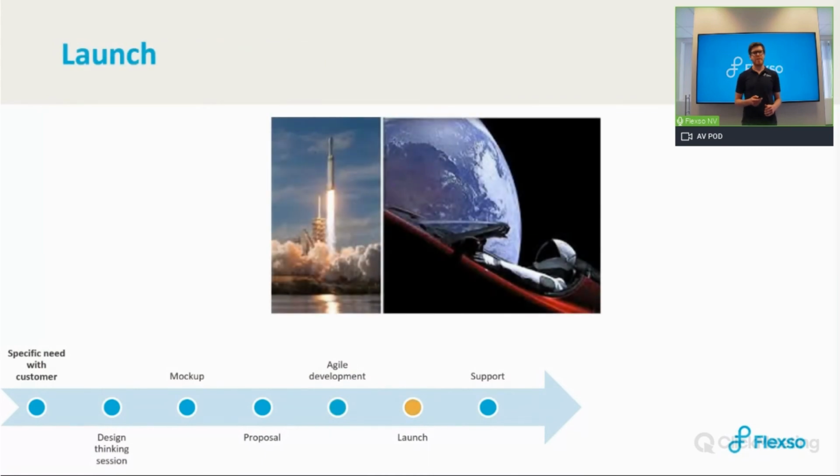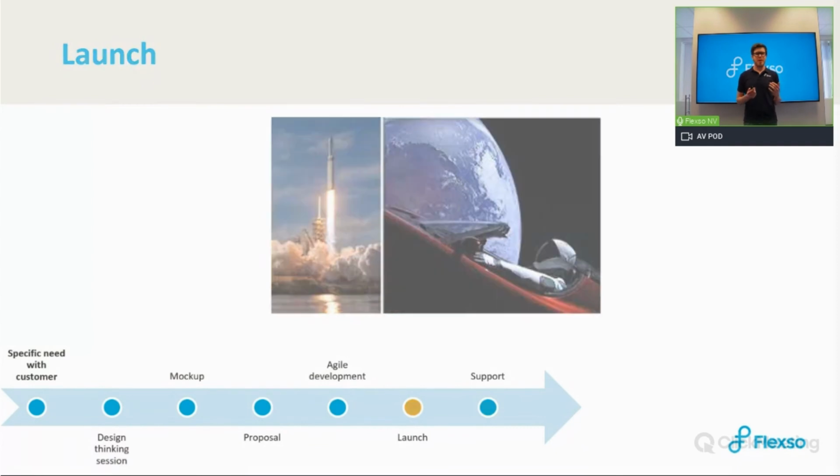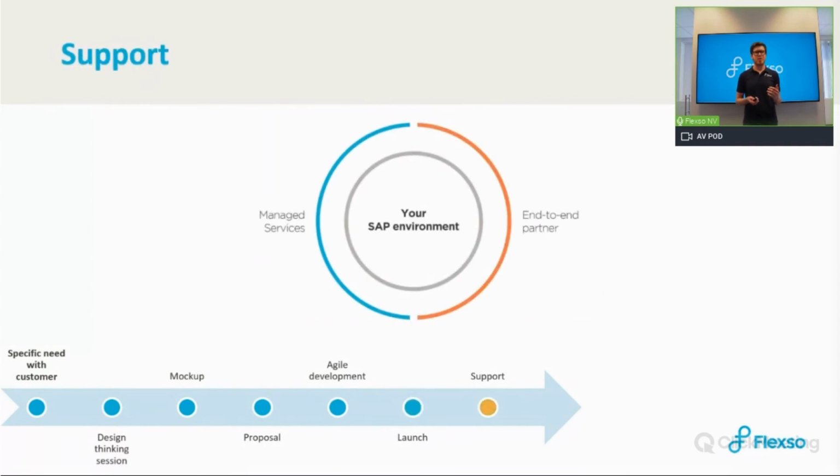Then once we have our application developed and tested and it's ready, we can go for a launch. So finally it's launch time, and let's send that car into space, because that's what we all want. Now, once we have a launch, we at Flexso believe in being an end-to-end partner, which means that our managed services are available to help you with the support after go live as well. So not only until go live, but also afterwards.